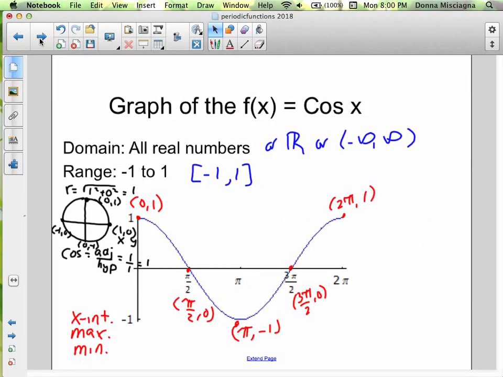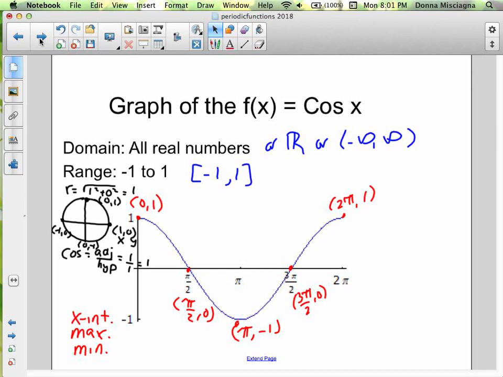Graph of f of x equals cosine x. Domain is still all real numbers. It will just continue on and on forever on the x-axis. However, it's never going to get past negative 1 and 1. It just oscillates between those two values, just like sine. Those values come from our unit circle, that radius of 1. So that's why our sine and cosine are stuck between negative 1 and 1.